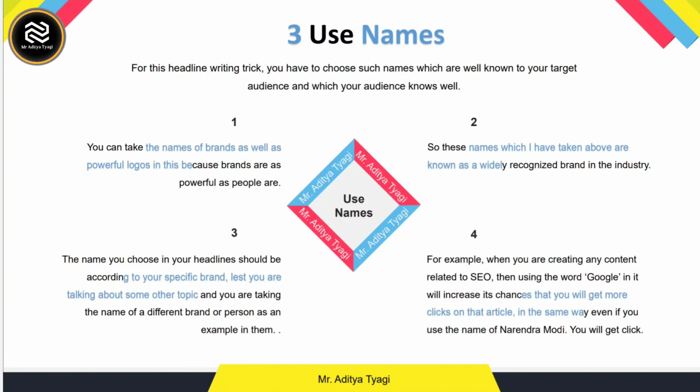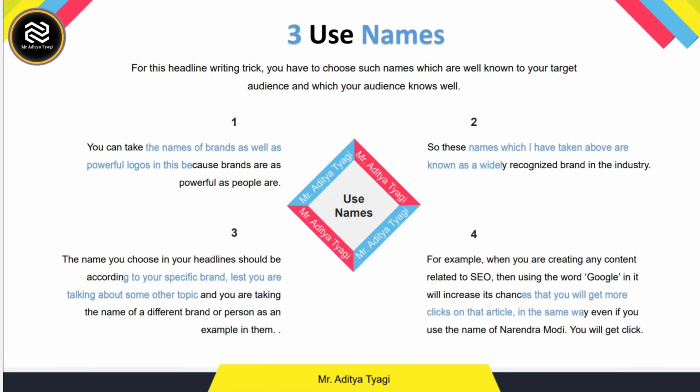3. Use names for this headline writing trick. You have to choose such names which are well known to your target audience and which your audience knows well. You can take the names of brands as well as powerful logos in this because brands are as powerful as people are. For example, when you are creating any content related to SEO, then using the word Google in it will increase its chances that you will get more clicks on that article.